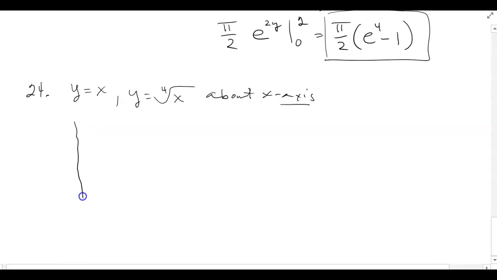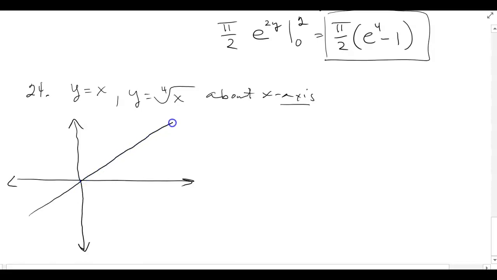So let's get a look at what these functions look like. Notice right off the bat, I am not bounded by either the x or the y-axis. Okay. All right, so y equals x. So there's my y equals x function. And y equals the 4th root of x is kind of like a wider parabola, for lack of a better term.